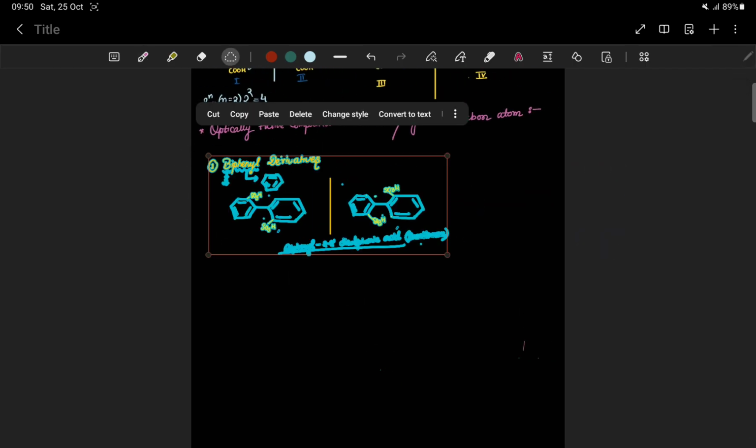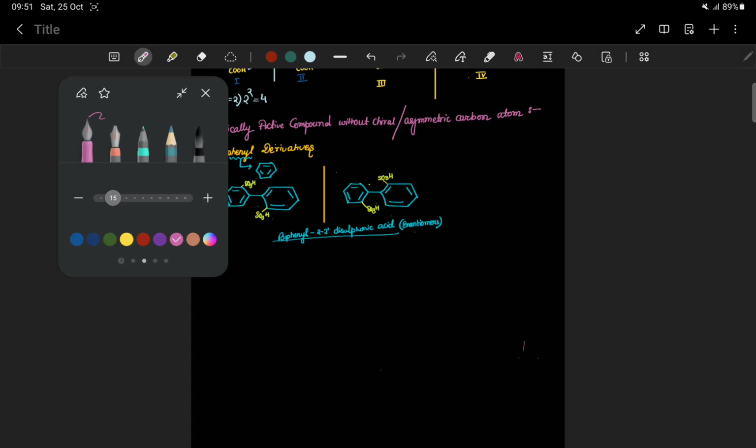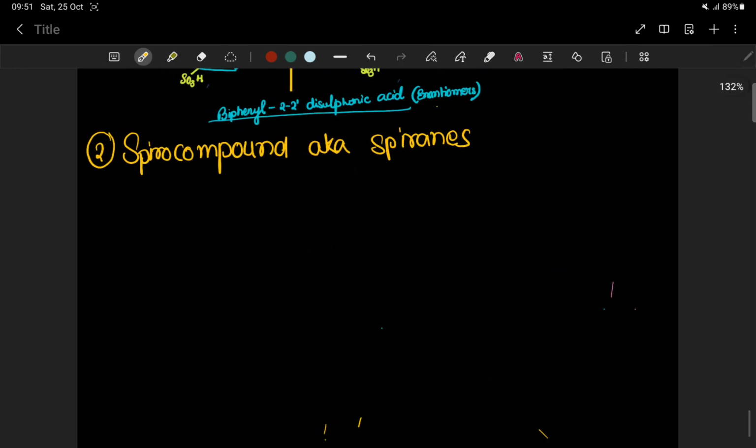Sorry for the time. The next example is going to be spiro compounds, also known as spirines. Okay, I know this is a bit difficult to recognize and memorize, but still I suggest you at least recognize a single structure so that you can write it over there. This is the spiro compound.